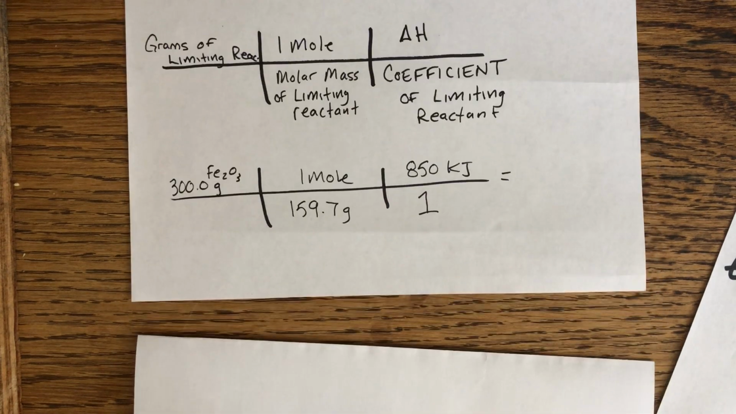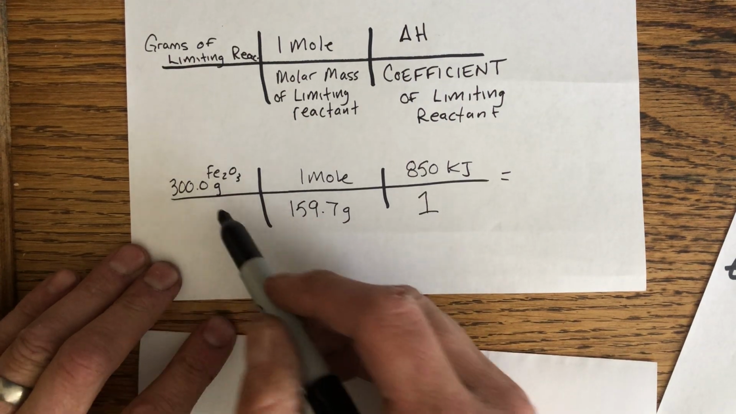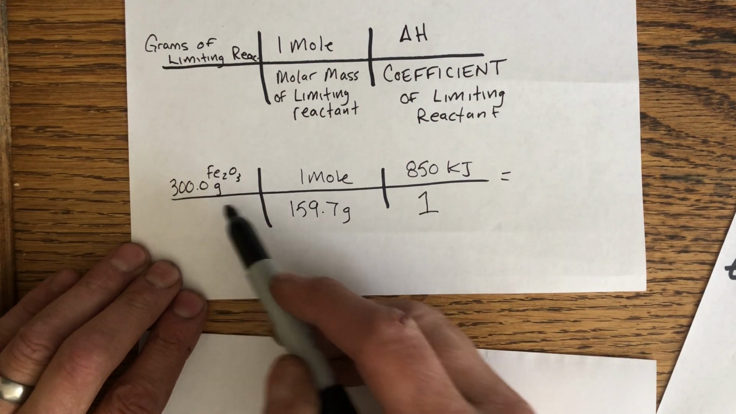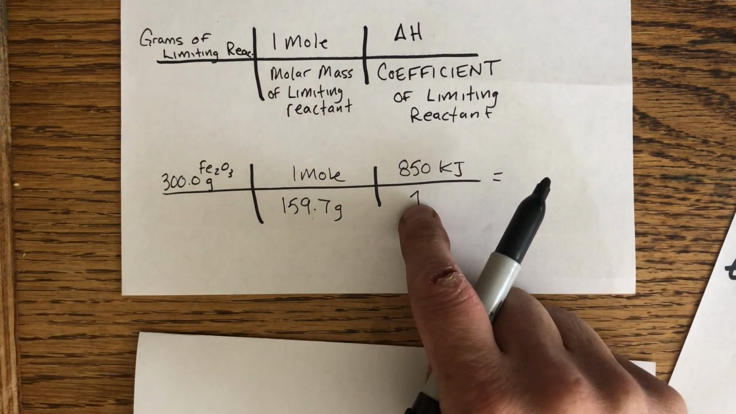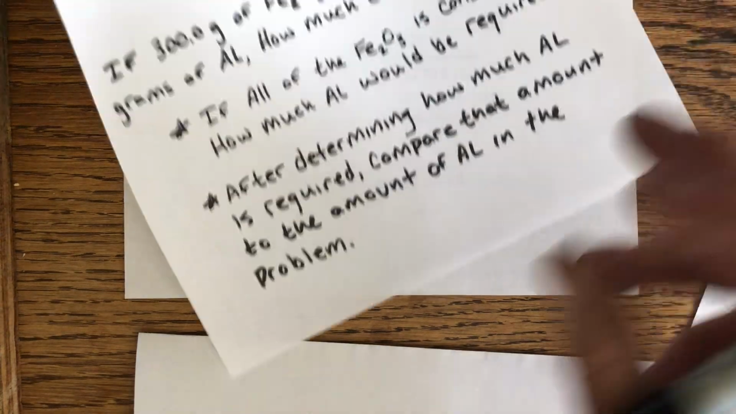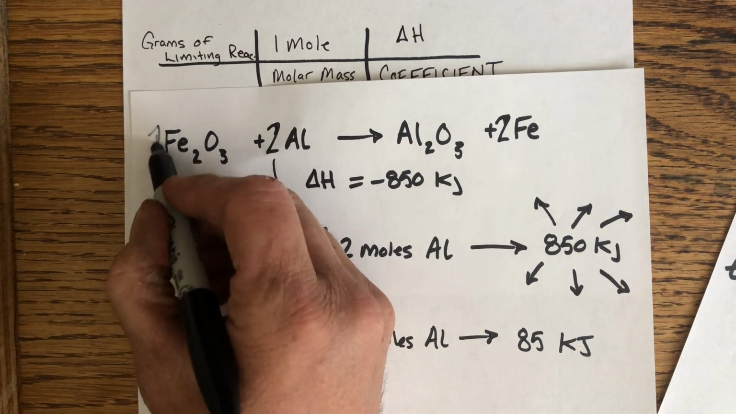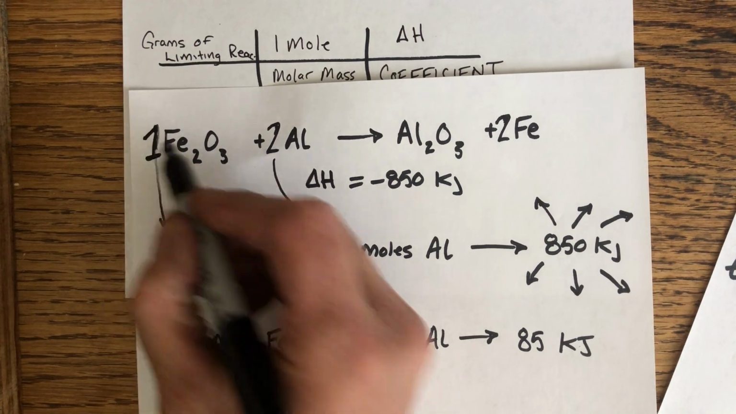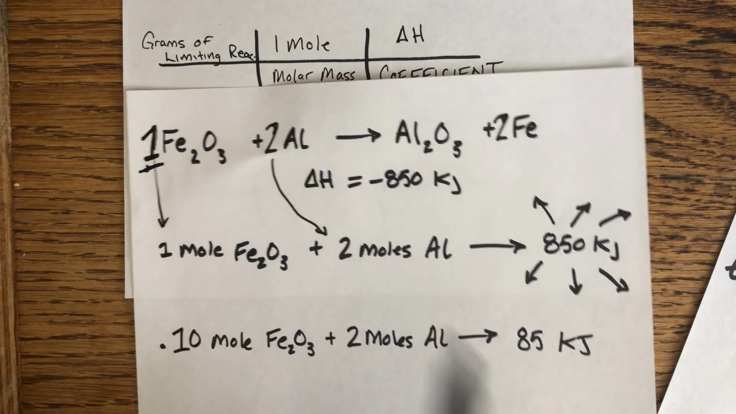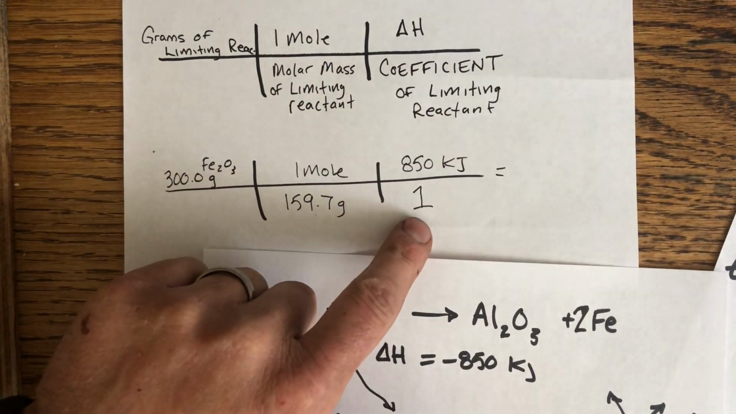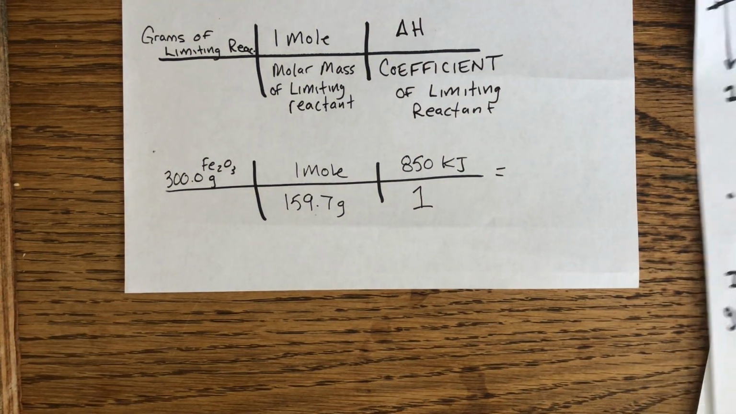This is always a positive number, even though it may look like a negative in your thermochemical equation. Okay, here's what the work looks like. We have our grams of iron oxide because we determined it was our limiting reactant. There's the molar mass, and this is the coefficient from iron oxide. It's a 1, because remember, our balanced equation looks like this. That one is that one right there. So the coefficient from the balanced equation is what goes down here. Okay, let's calculate this and see how much energy gets released.